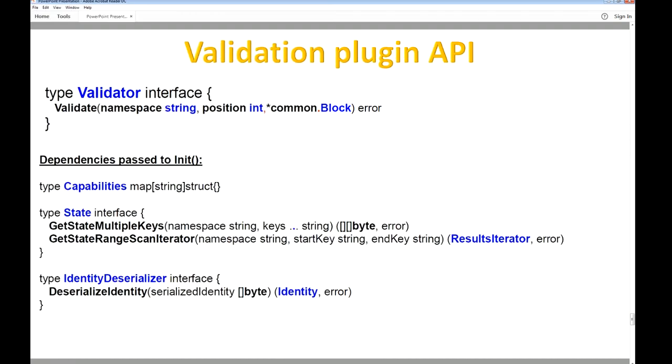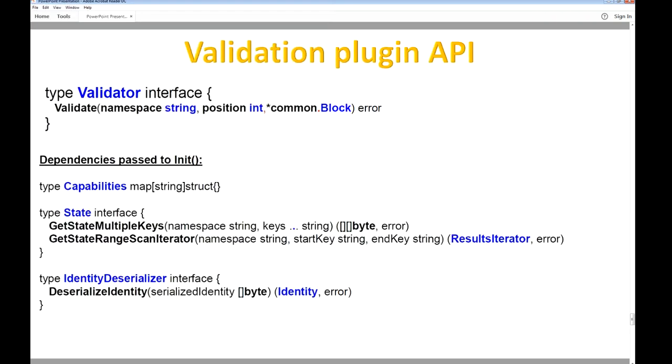the validation obviously needs access to the state, so we give it access to the public state, but not to the private state, because not all peers have the private state. And also, we need a way, given an identity which is serialized in bytes, to be cast into an identity object of the MSP, so we can validate signatures that were created by the endorsement.